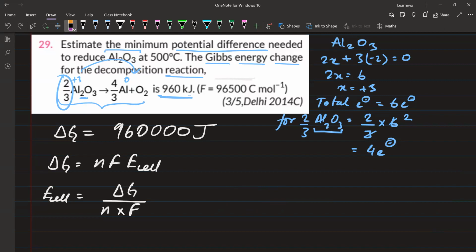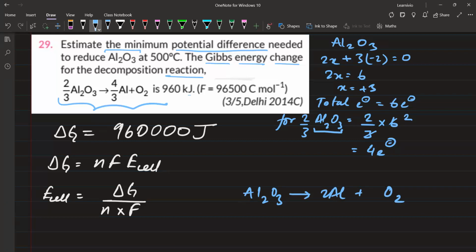Because the thing is now, they have given us the delta G of this reaction. जहां पे reaction में क्या है आपके पास 2 by 3 Al2O3 है. This reaction उन्होंने इसके लिए नहीं दिया है, प्लीज अंडरस्टैंड. Al2O3 giving you 2Al plus O2. इसको बैलेंस कर लीजिए जो भी हो रहा है. They have not given the delta G for this reaction. No, they have given the delta G for 2 by 3 with the stoichiometric coefficient.